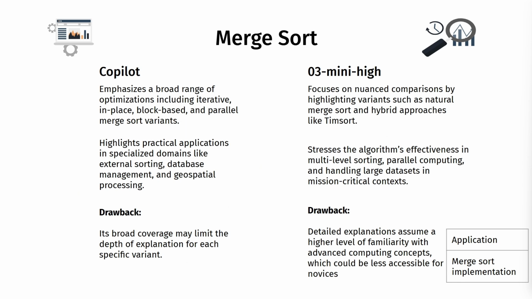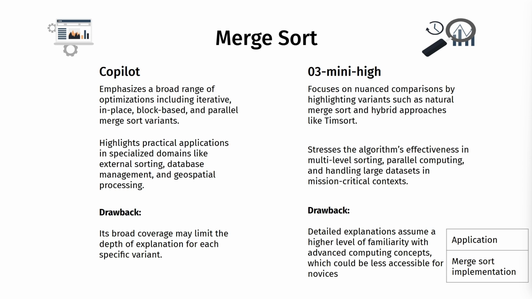Comparing the usefulness of these chatbots, starting off with Copilot, the responses include iterative, in-place, block-place, and parallel merge sort variants. Such coverage shows that merge sort can be adapted for various system constraints and performance goals. From external sorting in database management to spatial processing, Copilot illustrates where merge sort truly shines at scale. However, its drawback is that the broad coverage may limit the depth of explanation for each specific variant, leaving users who need a more focused, detailed discussion wanting more.